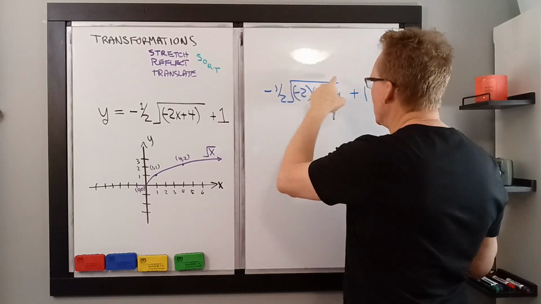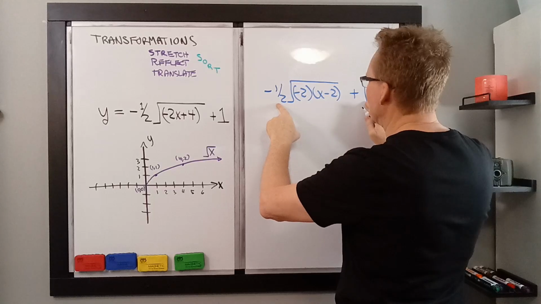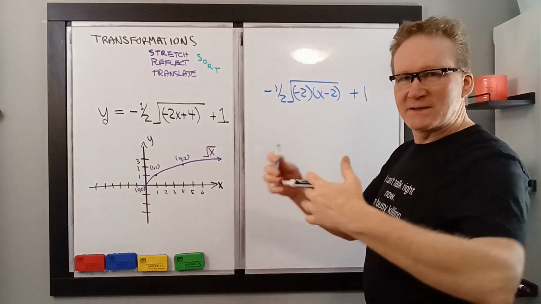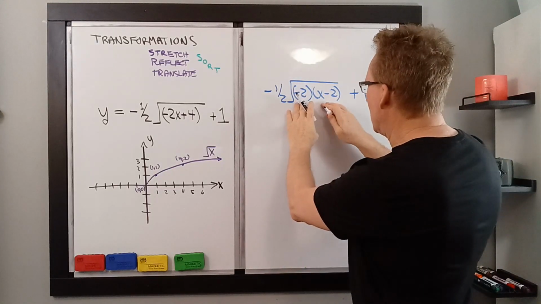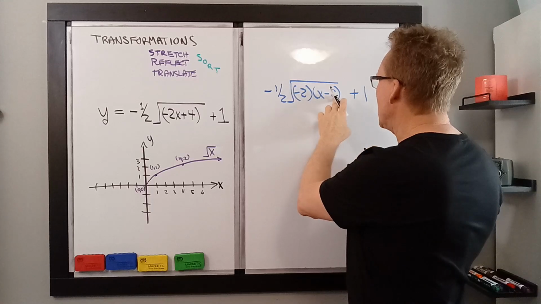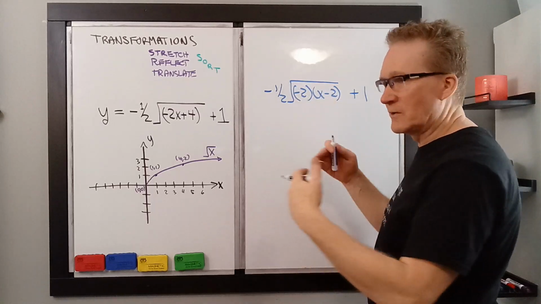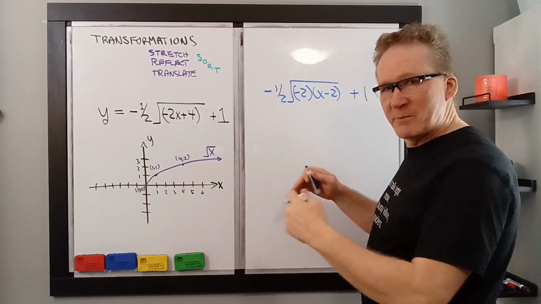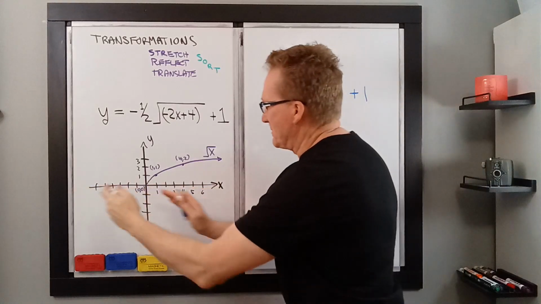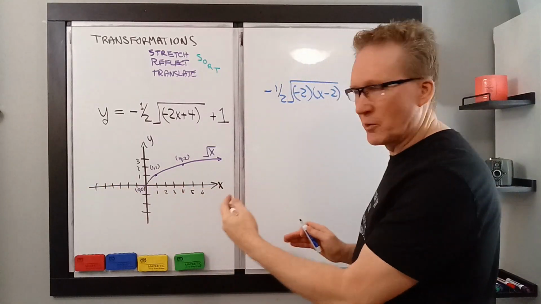The function is the square root function. These two things are outside the function. The things that are inside the function that act directly on x, the 2 acts directly on x, and this 2 acts directly on x. All of those things impact the x, what happens to the x points.